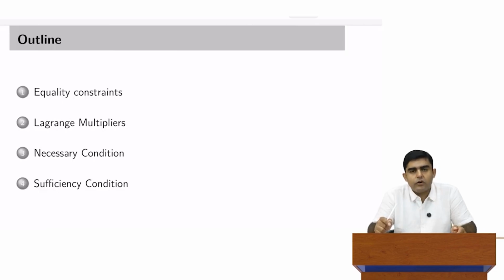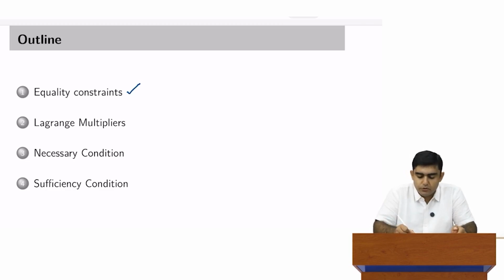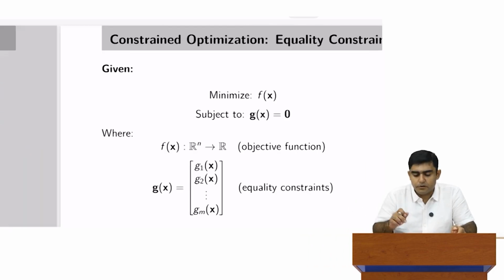So, the outline of this discussion is that we will start with equality constraints, then I will introduce the concept of Lagrange multipliers, then we will see how the necessary and sufficient conditions change when constraints come into the picture, and how Lagrange multipliers can also be dealt with in these necessary and sufficient conditions as we solve these problems.